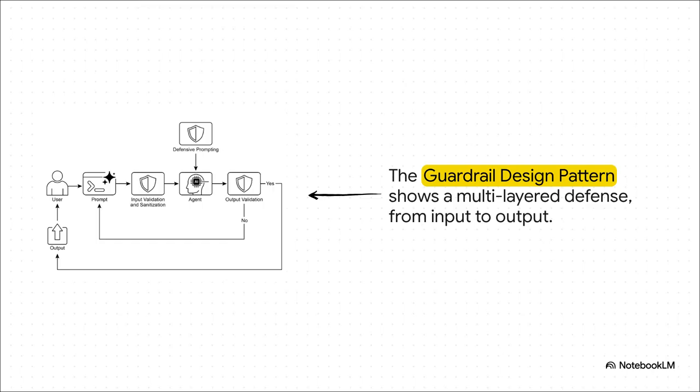Okay, check this out. This design pattern really shows what a good guardrail system looks like. It's not just a single gate. It's a whole process, a continuous loop of defenses. You can see the flow here, right? It starts by checking the user's input, then the agent does its thing within a set of rules, and then, critically, its output gets validated before it ever gets sent back. If it fails that check, the whole process can start over.